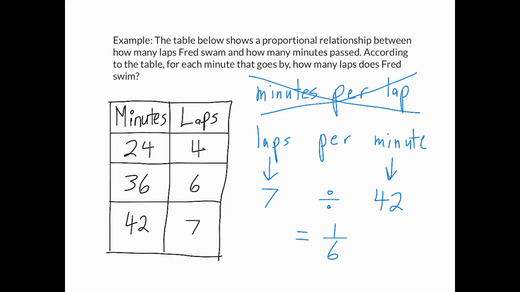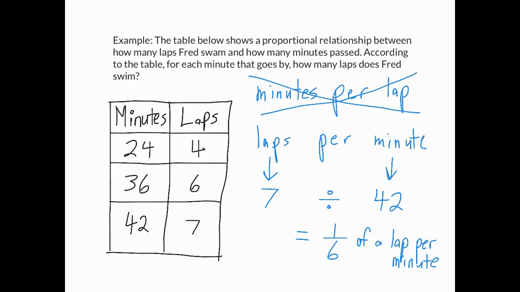So 1/6 of a lap per minute. Sorry, I'm going to run out of room here, so I'm going to have to put it underneath. 1/6 of a lap per minute. That is the unit rate that is being shown to us from this table.